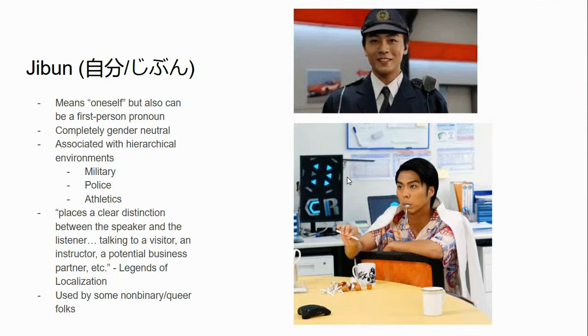Jibun, I hate this pronoun, and it's the one I use. We have two whole examples here. Well, just one whole example, and also Akuseijo. Jibun basically means oneself. Everyone uses it when they're saying myself, yourself, themselves, itself, stuff like that. But it can also be used as a first-person pronoun sometimes by some people. It's completely gender neutral, which is why a lot of non-binary and queer folks use it when speaking Japanese, but it's mostly used by people in the military, police, and athletics, stuff with very strict hierarchy.